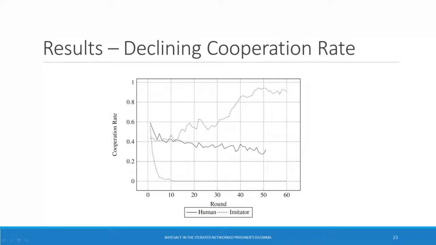On the other hand, imitator bots are a special kind of bad in this regard. The vast majority do this. They go to full defection very, very quickly. So you do see that precipitous drop to 0, so not great. And some of the rest of them actually go up in cooperation, ballooning near full cooperation. It's also bad.